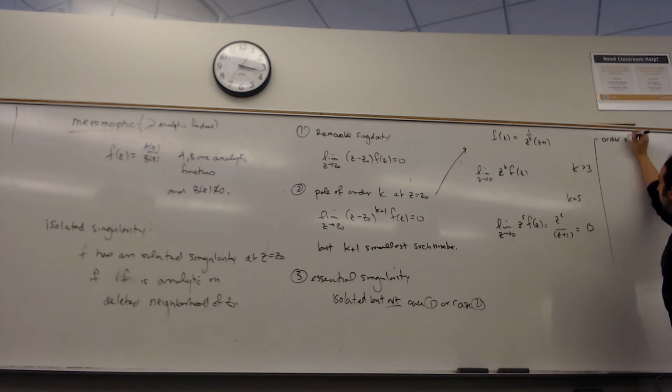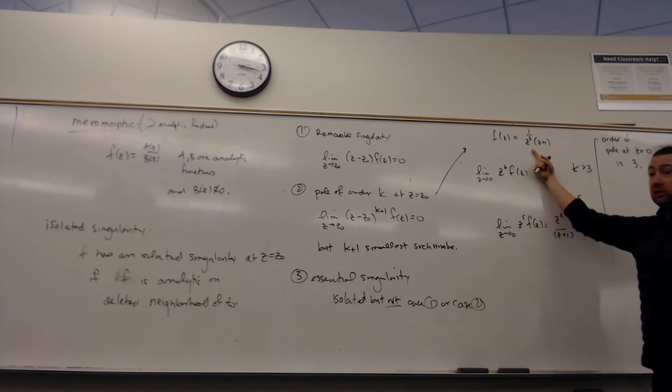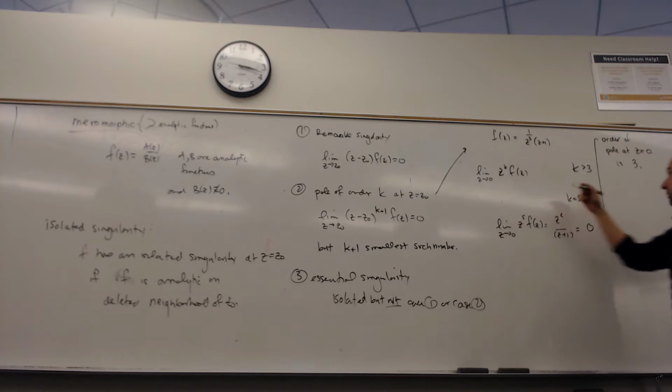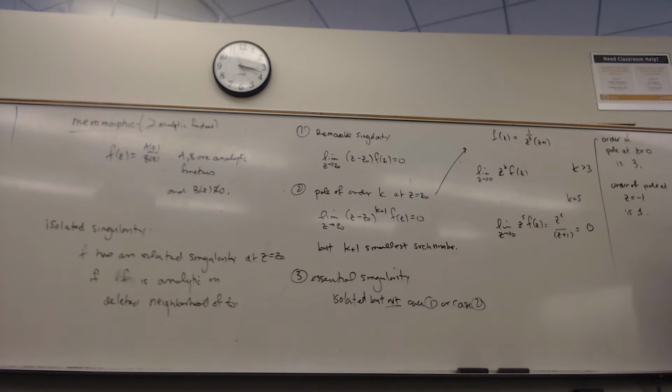The order of the pole at z equals 0 is 3, because there's 3 copies of this z running around in the denominator. And likewise, the order of the pole at z equals -1 is 1, because there's just a single power of z down there. So if I multiplied by z squared, z plus 1 squared, and took the limit as z goes to -1, I get 0. But if I drop the value of k down even by 1, I don't get 0 anymore.